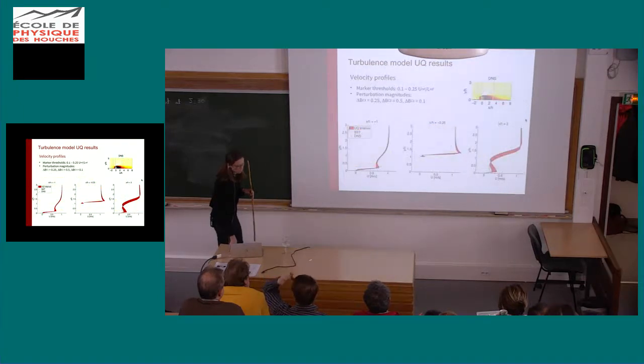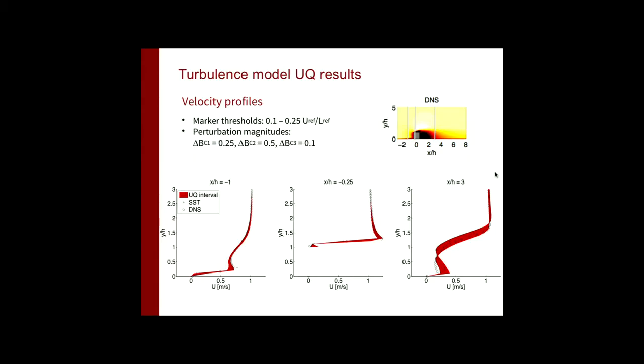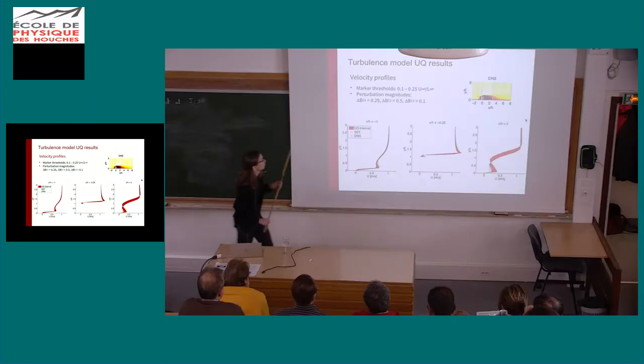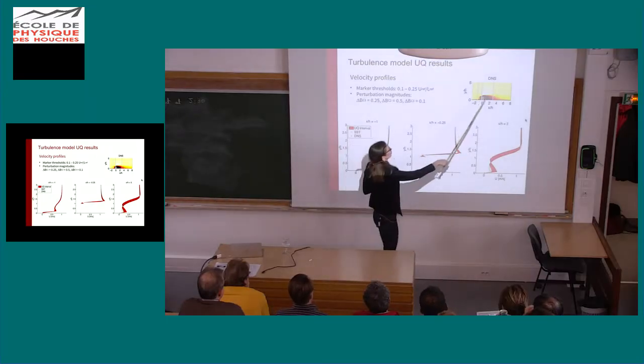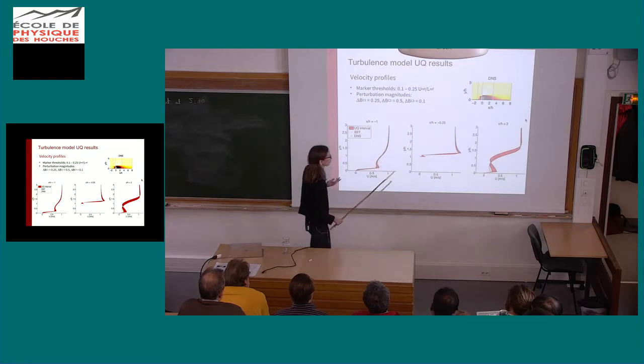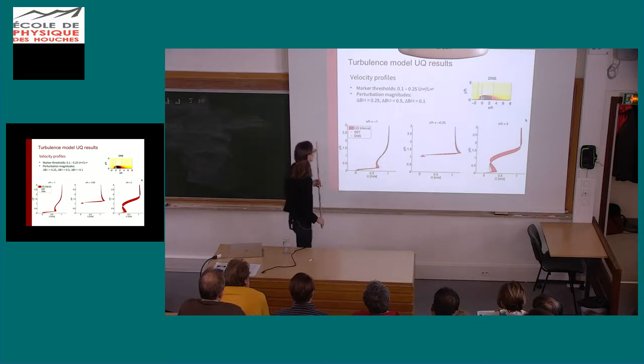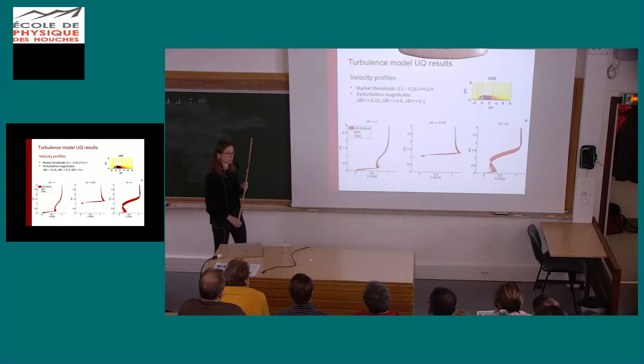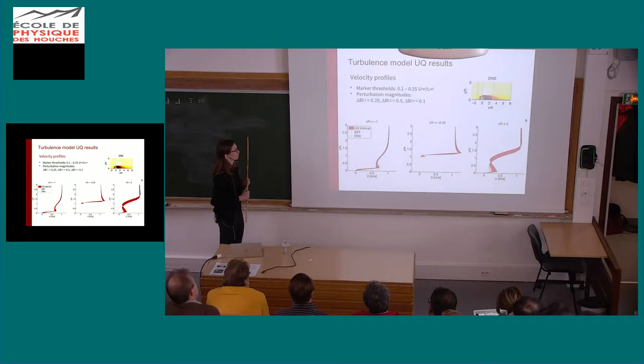Looking at a few quantitative profiles here. So we look at a profile upstream of the building on the rooftop and then in the building wake. You have the SST model, the crosses here, the DNS are the circles, and then we have our bound on the prediction. So it's really not behaving badly at all, right? We do get some sort of bounding behavior, and we can get some sense of where the biggest uncertainties are because of the turbulence model.